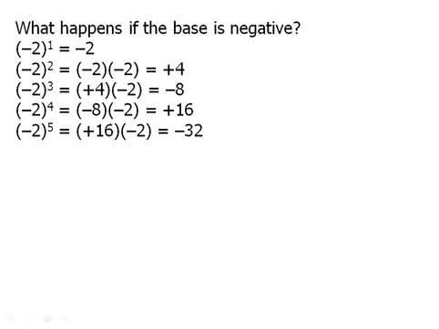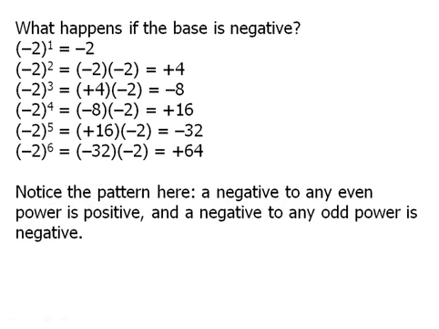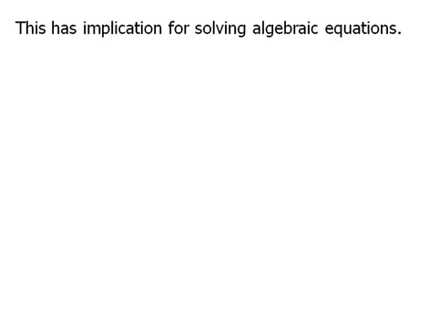And notice we have kind of an alternating pattern here. We're going from negative to positive, negative to positive, negative to positive. So we get a negative to any even power is a positive number, and a negative to any odd power is negative. We'll talk more about this in the next video. This has implications for solving algebraic equations.